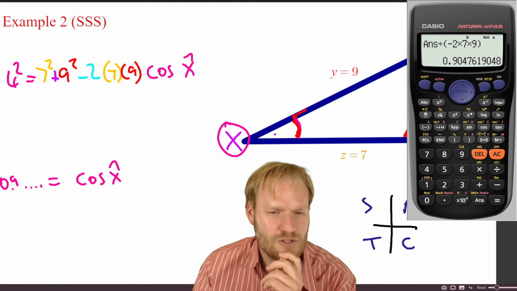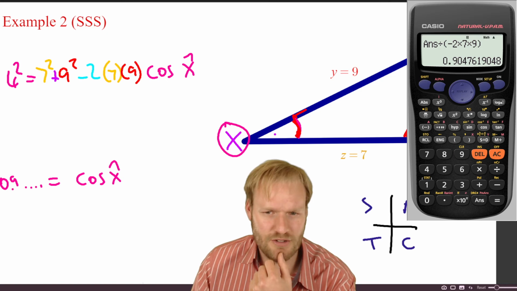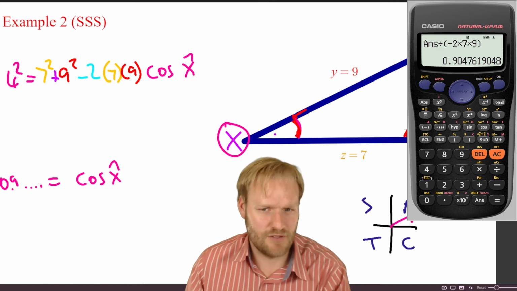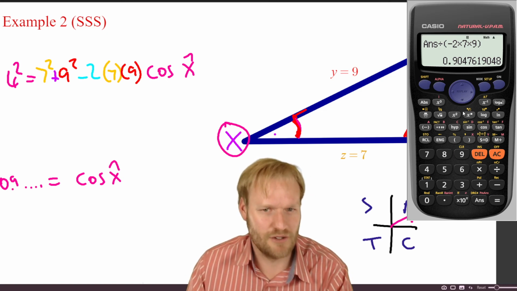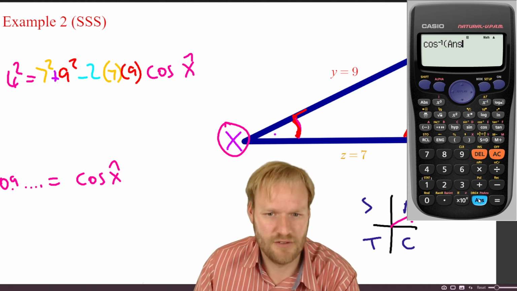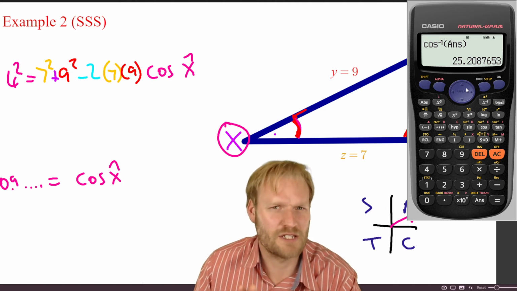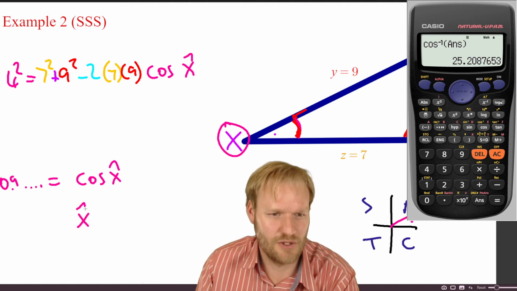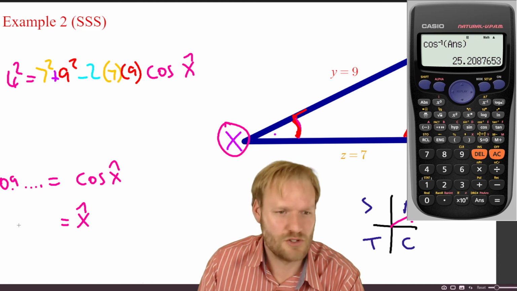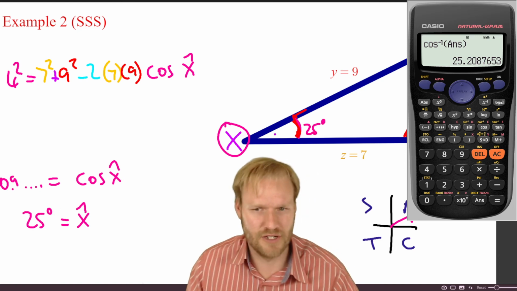4 squared minus all of that. So there was cos. Now, cos is positive. This kind of makes sense that we're going to have an acute angle for this smaller angle over here. So now we're going to go shift cos of that answer. And we get 25. I'm going to go for no decimal places just so it's easier to deal with. X equals 25 degrees.